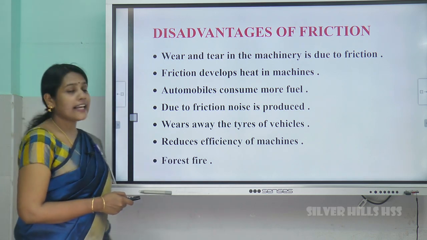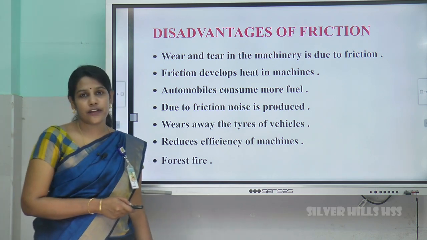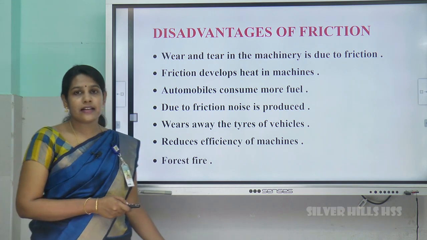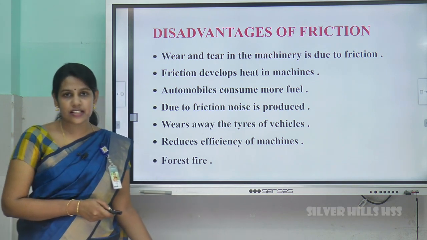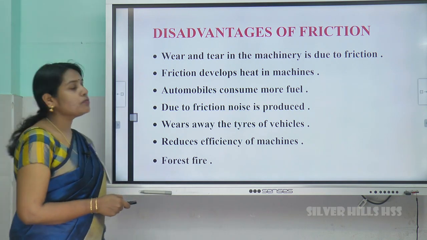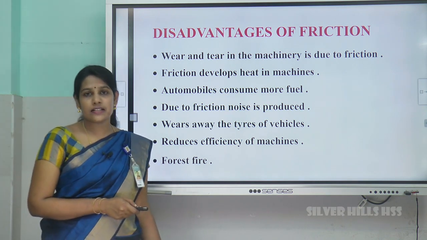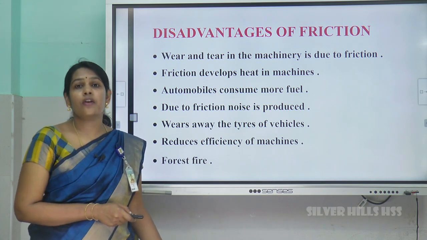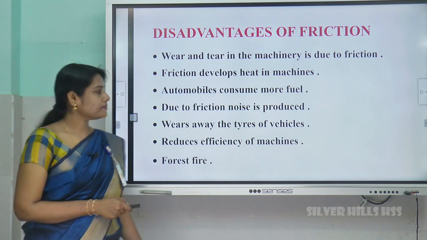Friction develops heat in machines. It's a wastage of energy. Some of the energy is converted to excess heat, so it's a wastage of energy. It is due to friction. Automobiles consume more fuel. Vehicles consume more fuel because of the friction on the road.